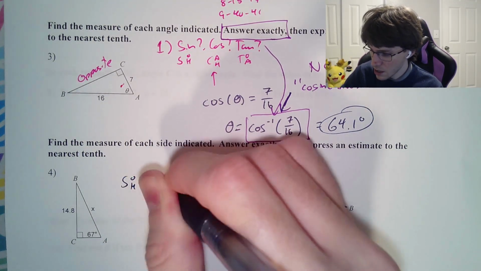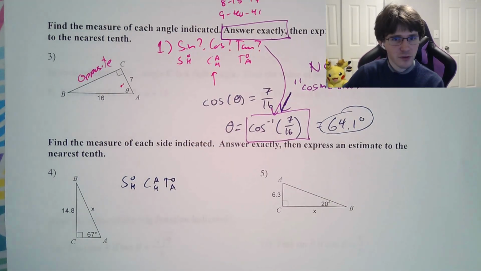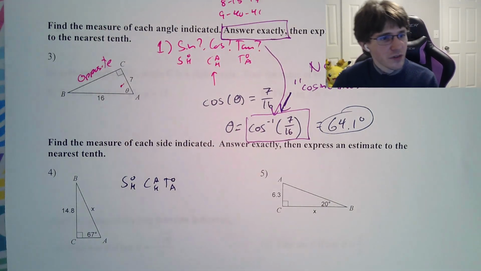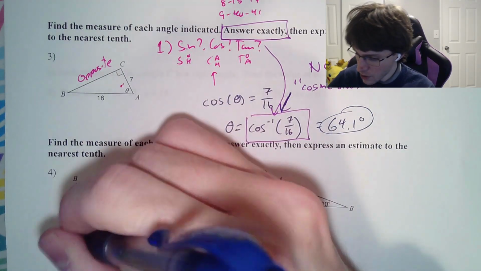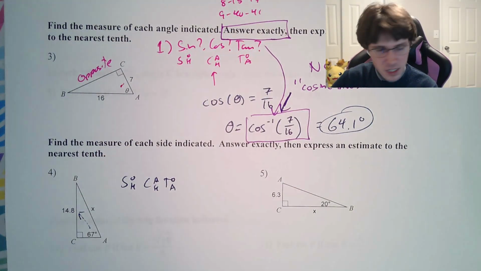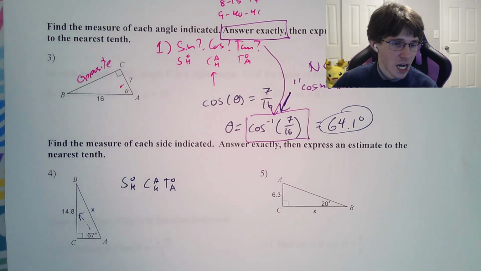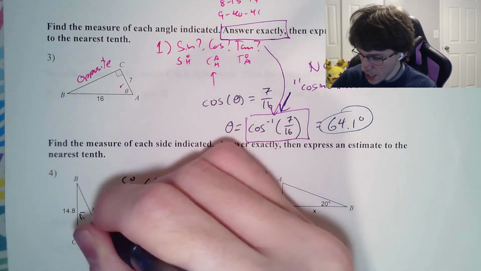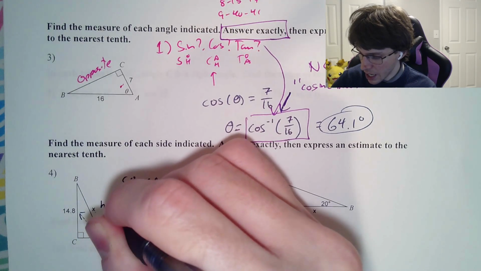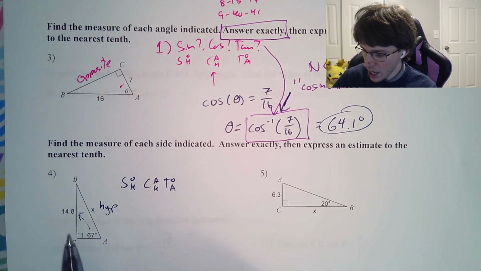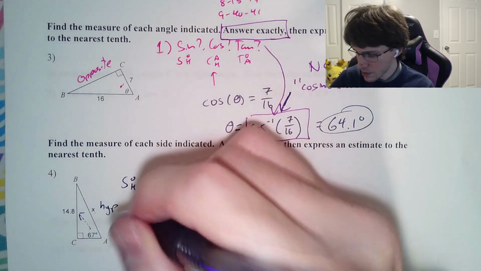So SOHCAHTOA one more time. After we have that SOHCAHTOA, we ask ourselves, hey, which ones do we have here? Well, if we go across from our 67, we definitely have an opposite. So because we have an opposite, it's not going to be cosine, and then the other side that we have over here is the hypotenuse. So because we have an opposite and a hypotenuse, that one's going to be sine.